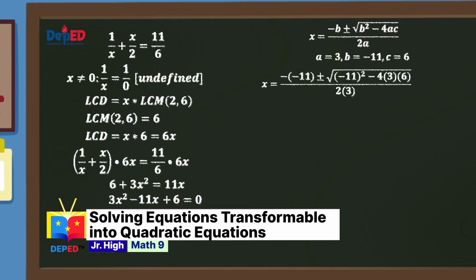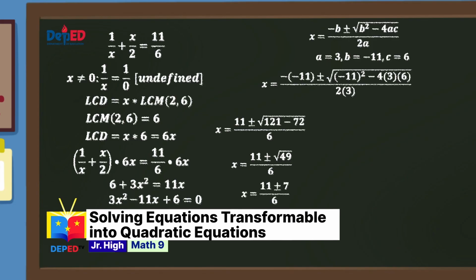So x equals the negative of negative 11 plus or minus the square root of the expression square of negative 11 minus 4 times 3 times 6, all over 2 times 3. x then must be equal to positive 11 plus or minus the square root of the expression 121 minus 72, all over 6. So x should be equal to 11 plus or minus the square root of 49 all over 6. x is equal to 11 plus or minus 7 all over 6.